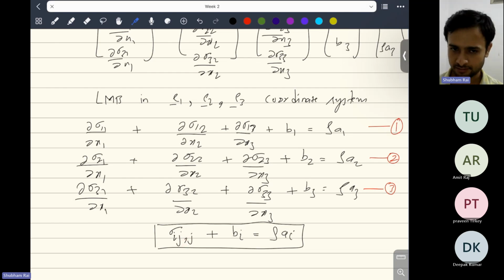So let me just derive it for the first row. So let's say i is equal to 1. So i is not repeating indices. So in a particular expression, it is not repeating. So i here is not repeating, but j is repeating. So there will be summation over j. Let's say i is equal to 1. So it will be sigma 11 comma 1 plus sigma 12 comma 2 plus sigma 13 comma 3. Sigma 11 comma 1 means sigma 11 will be differentiated with respect to x1. So first term will be del sigma 11 over del x1, and then sigma 12 comma 2 will be del sigma 12 over del x2, and sigma 13 comma 3 will be del sigma 13 over del x3 plus b1 is equal to rho a1. So you get the first equation. Similarly, you can get other two also.